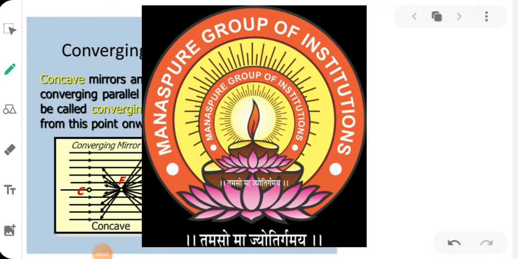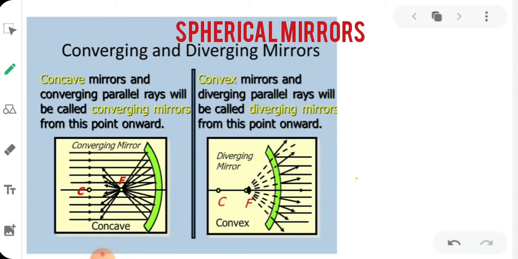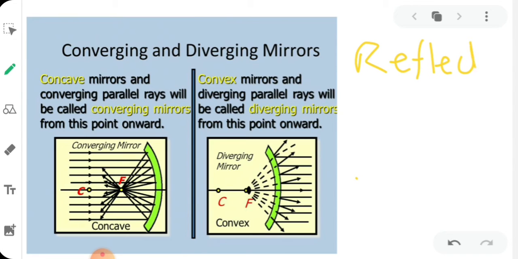Welcome back everyone. In today's topic we will be discussing a new and interesting thing, and that is regarding spherical mirrors. In the previous lectures we studied reflection through plane mirrors, but today we will be studying reflection through spherical mirrors.